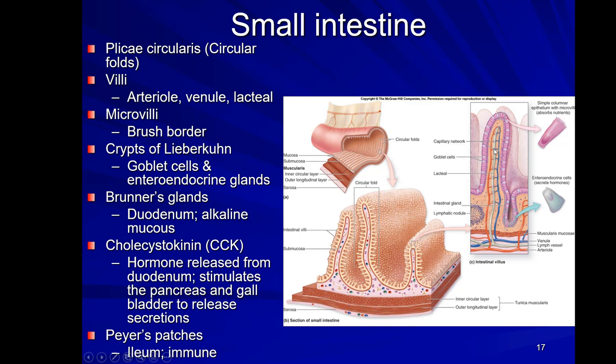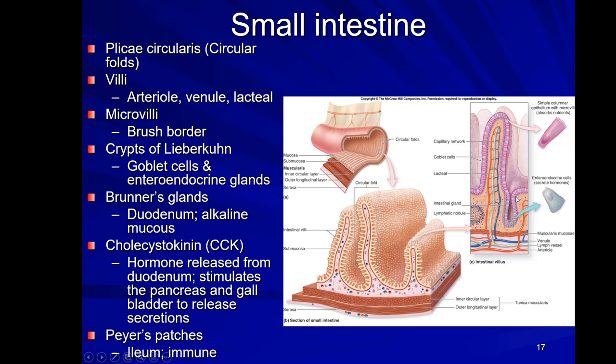And if we zoom in on one of those, it's going to look like this. So this is one villus. And you can see that each villus has an artery or arteriole, a venule, and also a lacteal for fat absorption. Then on top of the villi, you get these tiny little things that we've seen before called microvilli, and they form that brush border that helps increase the surface area.